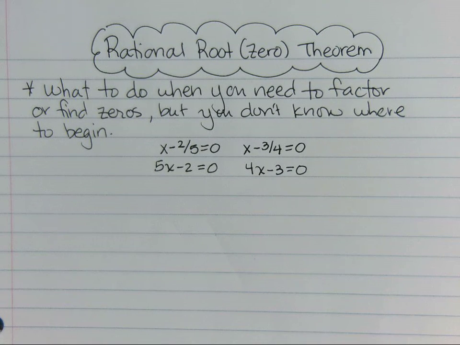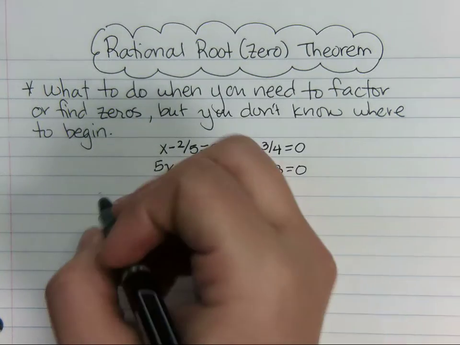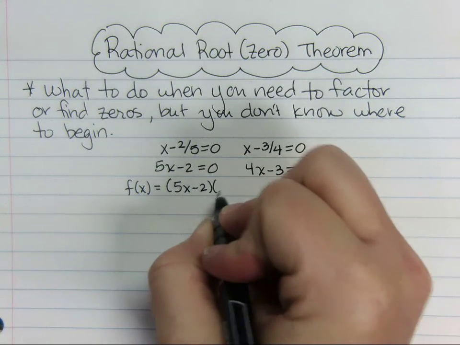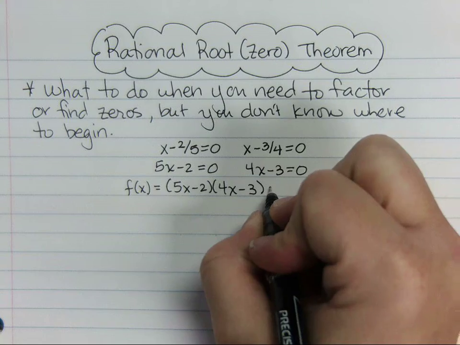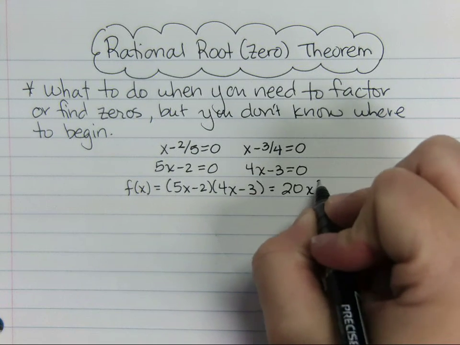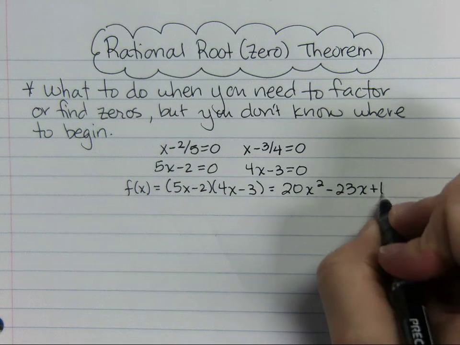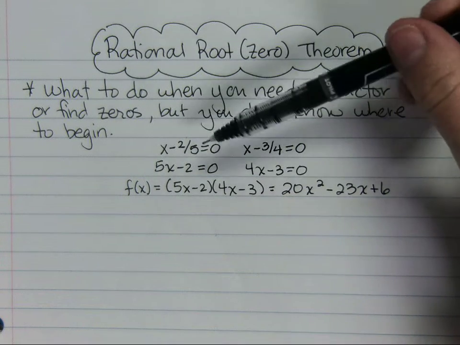If these are my two factors as fractions, then the second row is the two factors without fractions. If I put those together, I can write a polynomial that has two factors. If I asked you to, we could do an area box or something to actually multiply this out, but I'm going to multiply it out for you. And so you get 20x squared minus 23x plus 6.